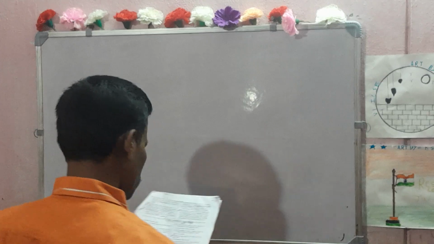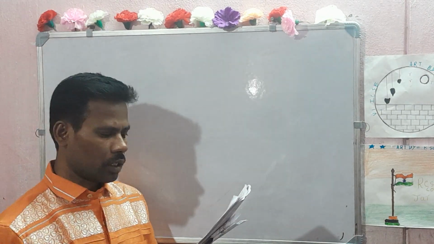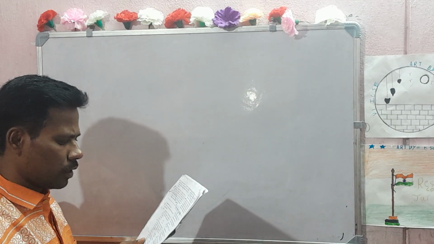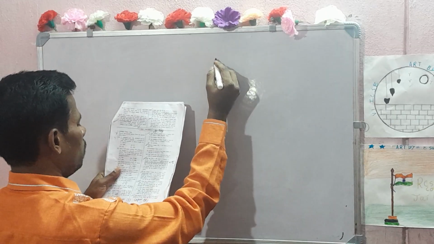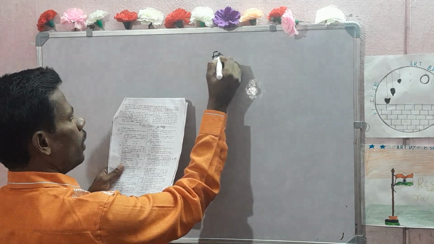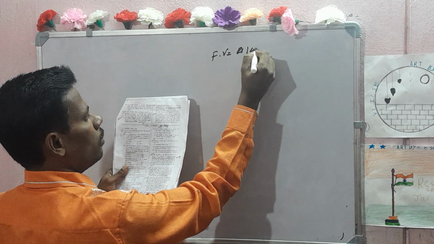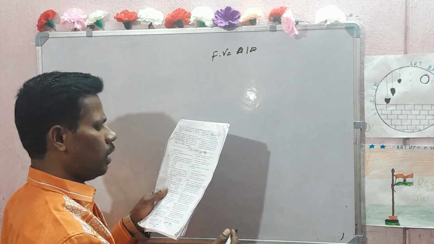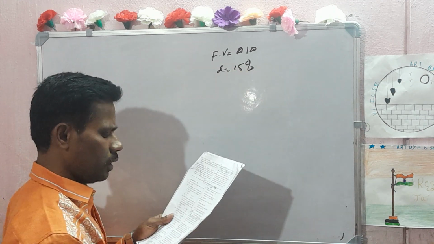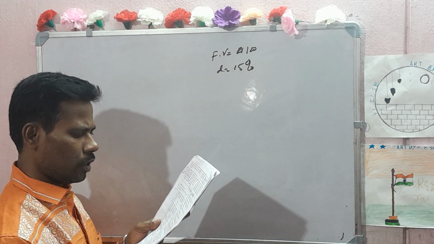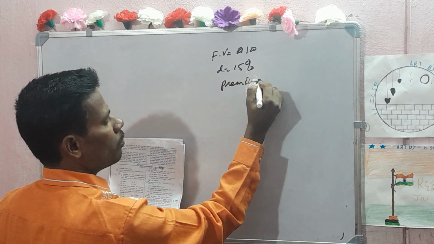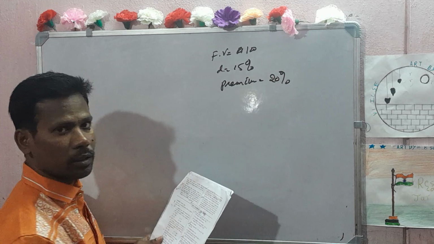So, how to do this one is, first of all write down the given conditions. A man invests a certain sum in buying 15% shares. First, face value is rupees 100, right? Face value is 100 and in buying 15% rupees 100 shares, dividend is equal to 15%, right? And at a premium of 20%. These are the given conditions.